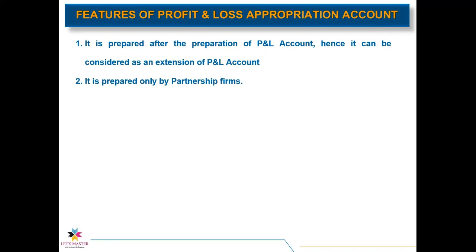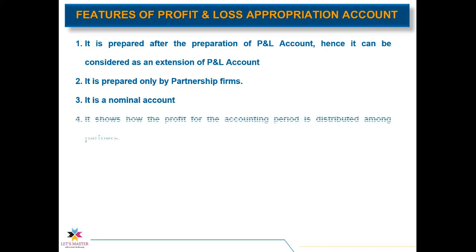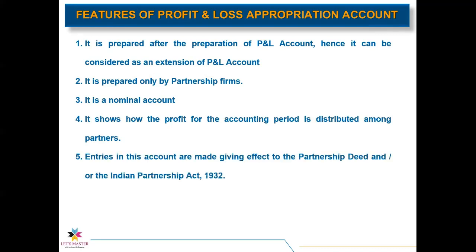It is prepared only by partnership firm. So this is a very unique feature of profit and loss appropriation account, because the profit and loss appropriation account is prepared only and only by partnership firm and not by any other type of business undertaking. The profit and loss account falls in the category of nominal account. Then it shows how the profit for the accounting period is distributed among the partners. Entries in this account are made giving effect to the partnership deed and or the Indian Partnership Act of 1932.